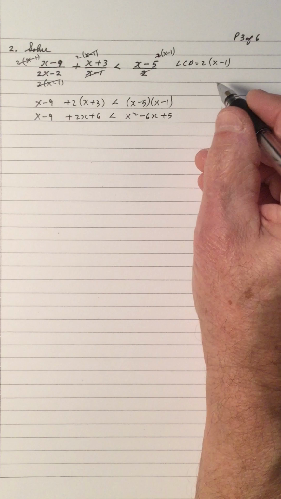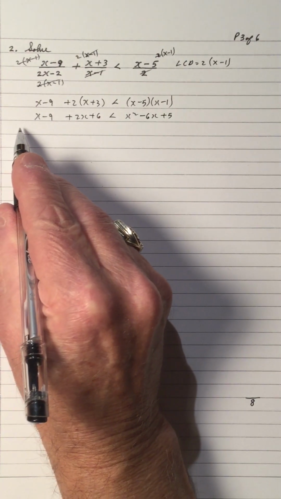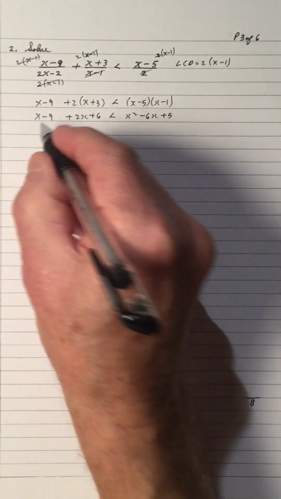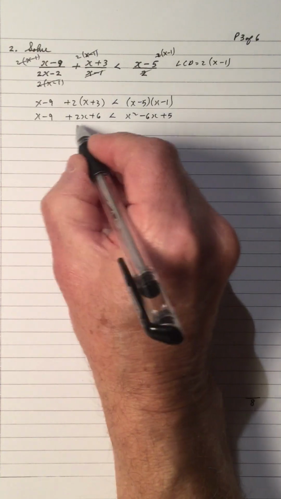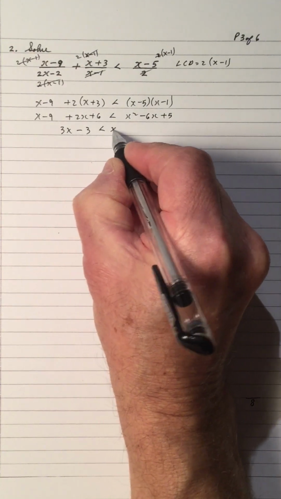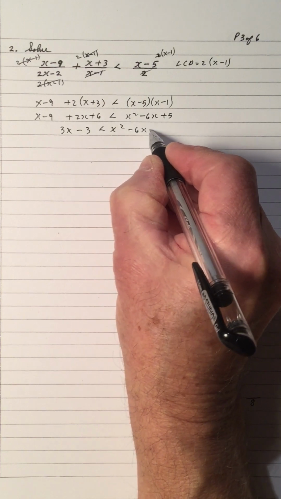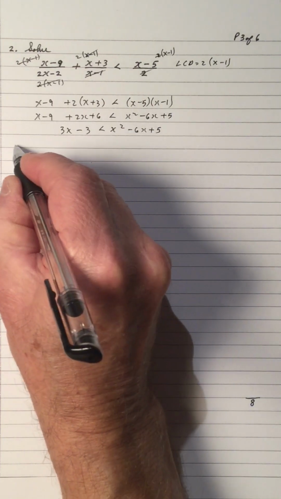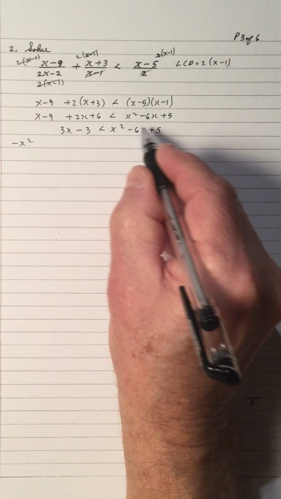Now I have a choice. I can move everything to the left side and have it equal to 0. Or what I normally do is simplify each side first. That makes it easier. If you simplify each side, then when you transpose, it's easier. You have less to transpose.